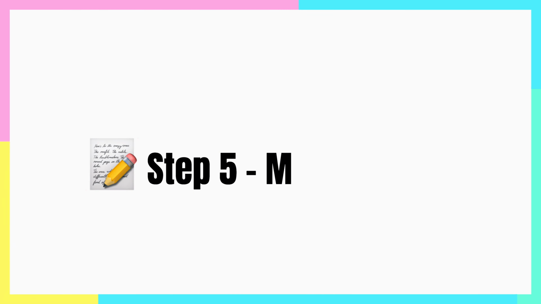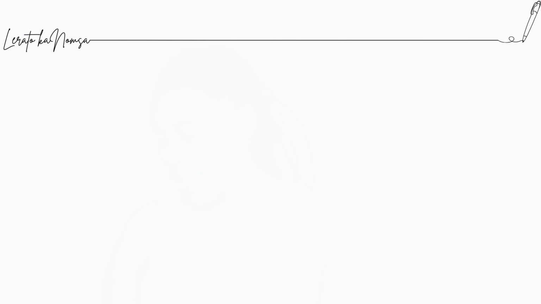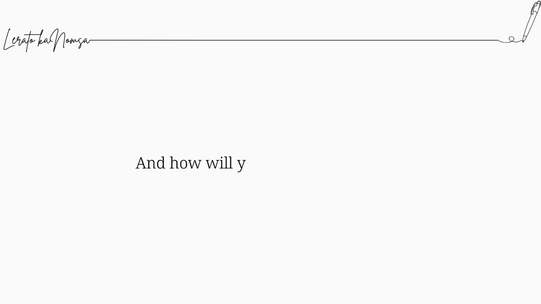After you've sorted your objectives and your research questions, you can now move to the next stage. And this is where most students panic: the methodology. But for a concept note, you only need to give the basics, and that's just 1 to 2 paragraphs max. Here's what to include in the methodology section of your concept note. Who or what is your data source? How will you collect your data? This could be surveys, interviews, or documents. And how will you analyze it?